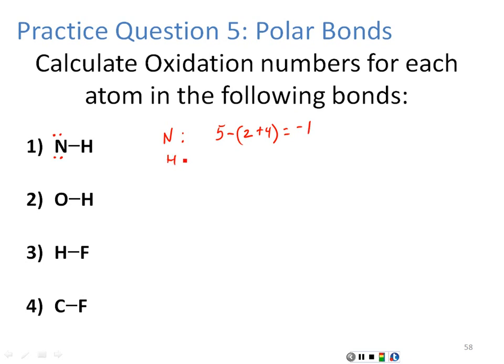Now for hydrogen, it normally has 1 valence electron. It doesn't get any of the shared electrons, and it has no lone pairs. So it's going to be a +1 oxidation number. And if we wanted to draw a dipole, we would draw it like that. Okay, on to number 2. Oxygen.